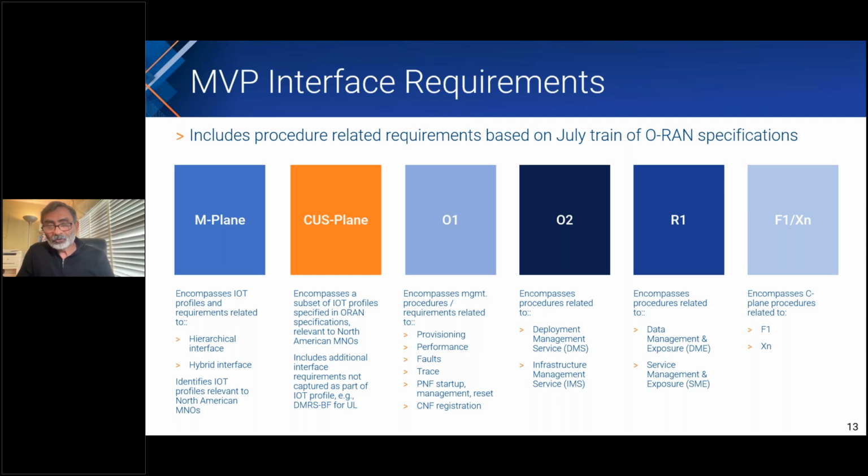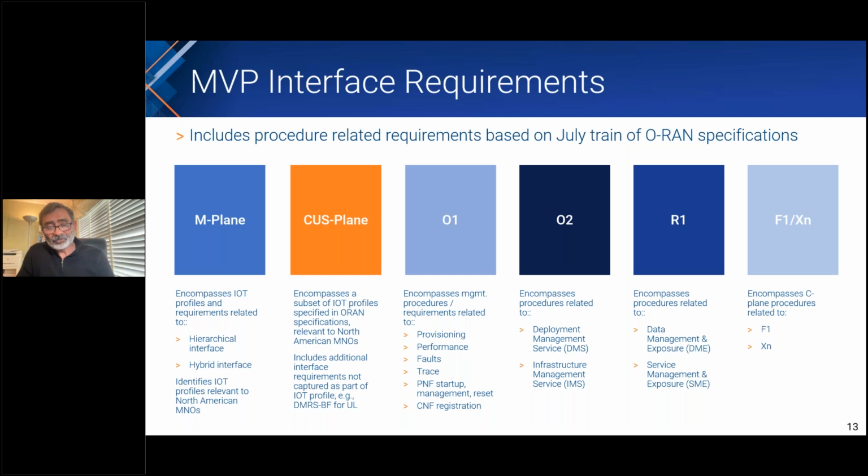From an O1 interface perspective, again, all of the operators thought operational aspects are very critical, because it's not just the new features and capabilities, but the ability for the operators to operate and manage an Open RAN system is critical. So for them, O1 and O2 interfaces are pretty critical. And there is a substantial number of requirements captured as part of those interfaces.